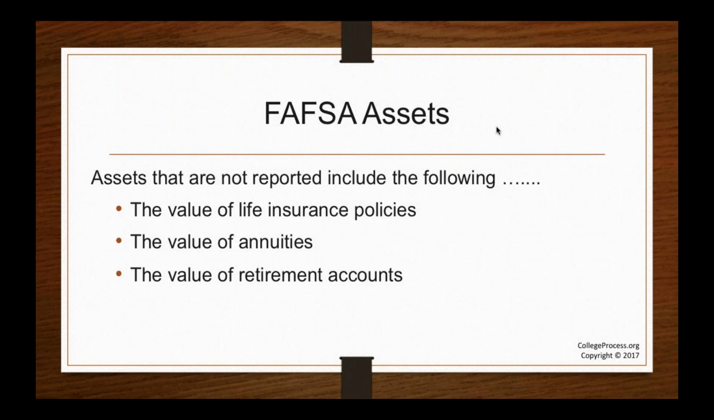So let's see here. Going on, let's talk about some of the things that are not included. Well, first of all, the value of a life insurance policy. If you have a whole life insurance policy, it has a cash value to it, you're not going to include that. Also, the value of an annuity. If you have an annuity, that's not going to be reported at all. Also, the value of retirement accounts. Any retirement account you have is not going to be recorded on the FAFSA form.